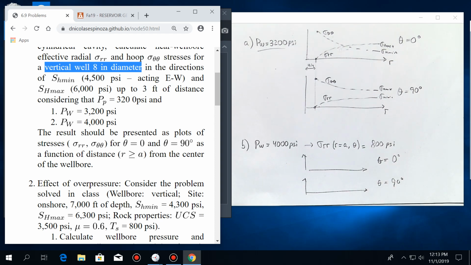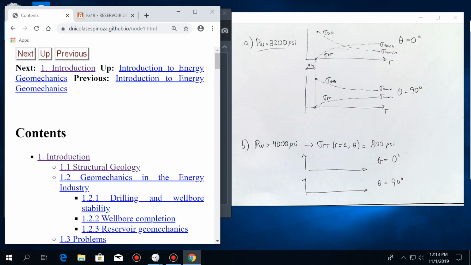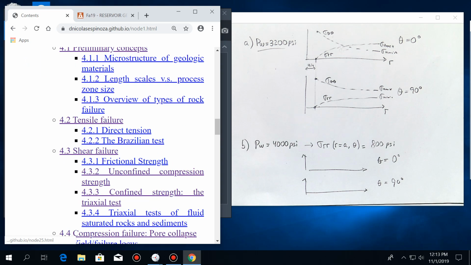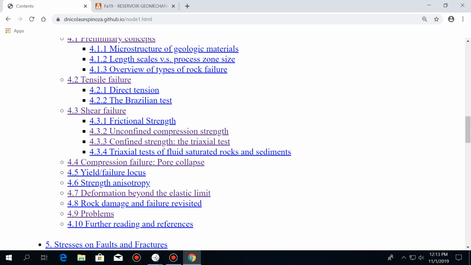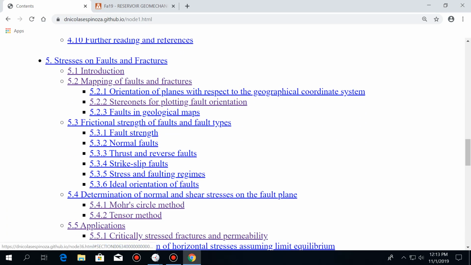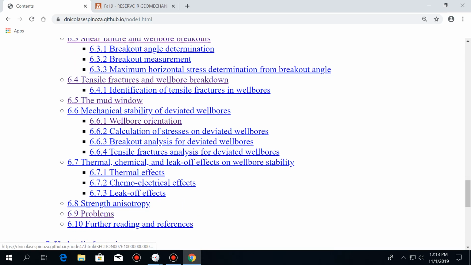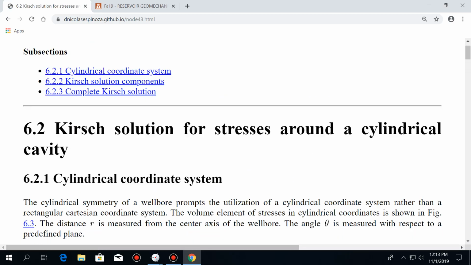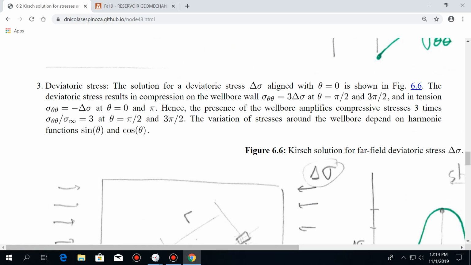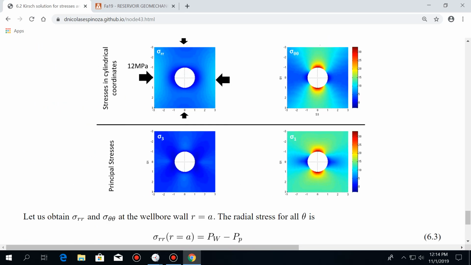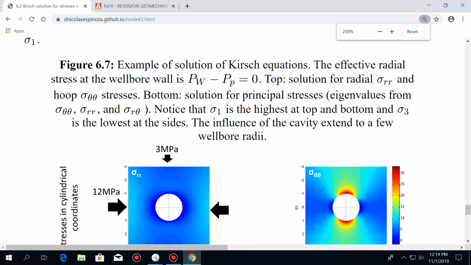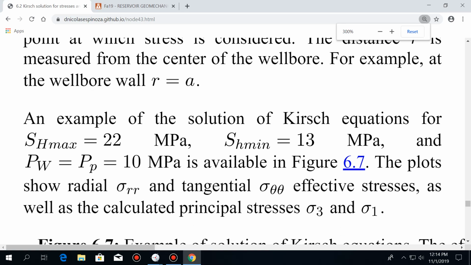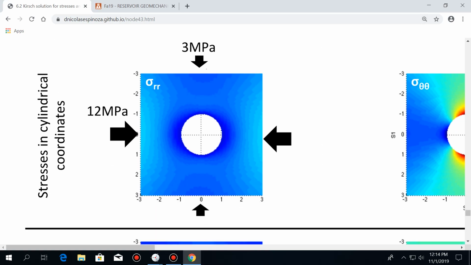Okay, I am asking you this simplified version of the problem, but you could also plot all the stresses as a function of R and theta for all R and thetas, and this looks something like this. So you have the maximum stress, for example, in this case, in the direction, let's say, east-west.